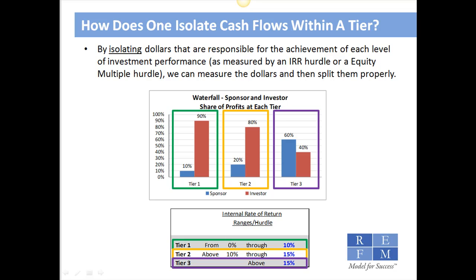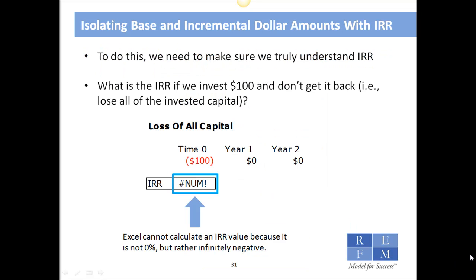If we can isolate dollars that are responsible for the achievement of each level of investment performance, as measured by an IRR hurdle or an equity multiple hurdle, we can measure the dollars and then split them properly. To isolate the base and incremental dollar amounts that are attributed to each tier of investment performance, we need to make sure that we truly understand the nature of the IRR calculation.